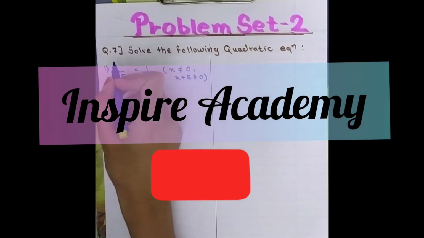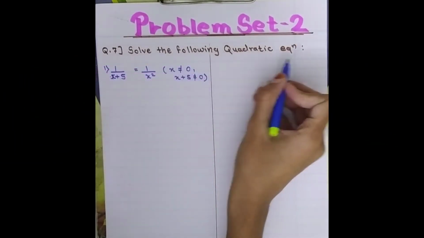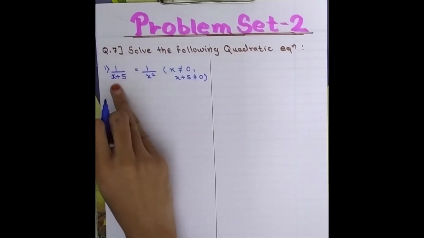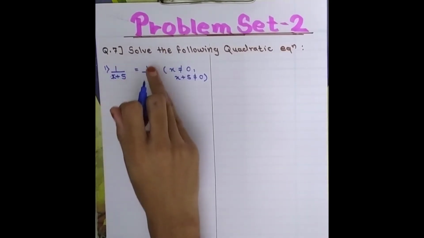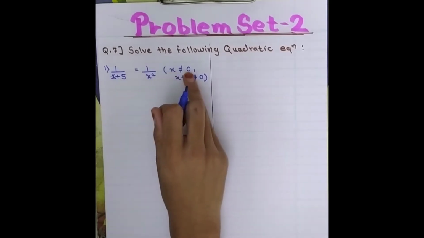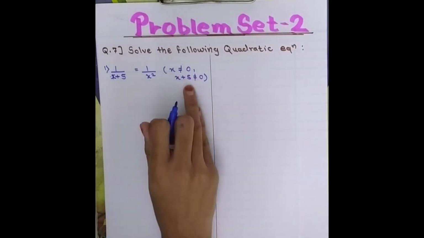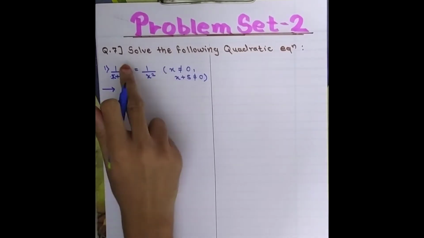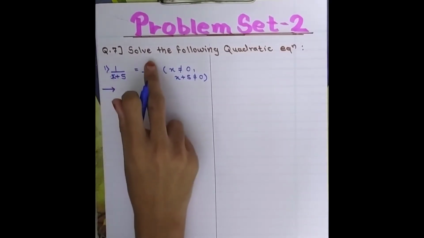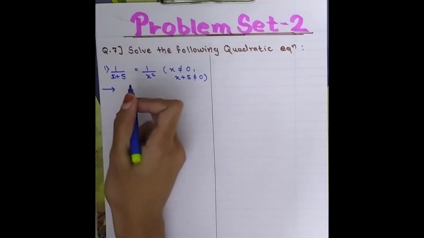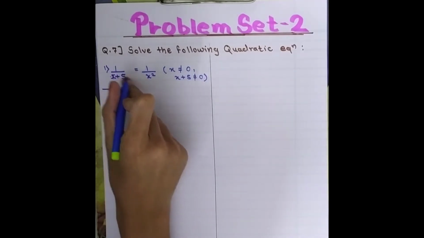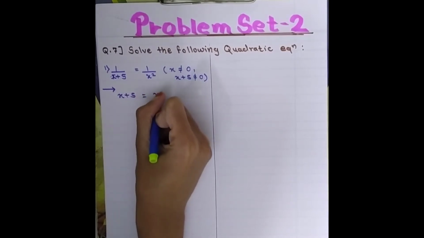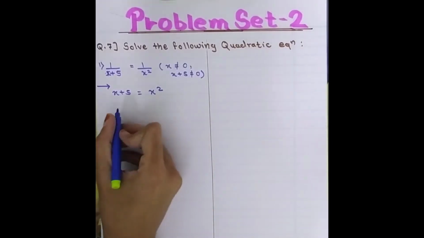Problem set 2, question number 7. Solve the following quadratic equations. So the first question is 1 upon x plus 5 is equal to 1 upon x square, where x is not equal to 0 and x plus 5 is not equal to 0. So here 1 upon x plus 5 and 1 upon x square. So take the reciprocal first. When we take the reciprocal, then x plus 5 is equal to x square.